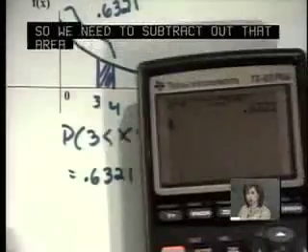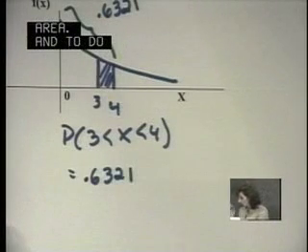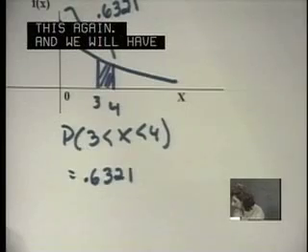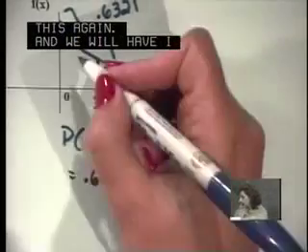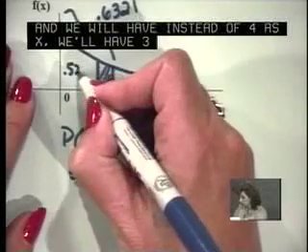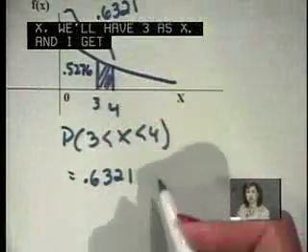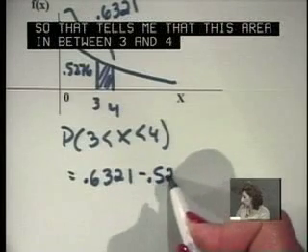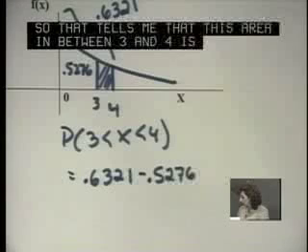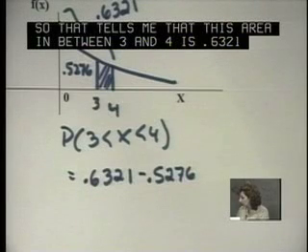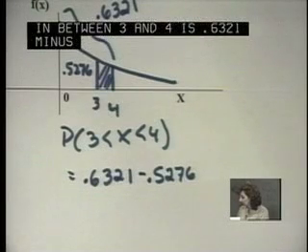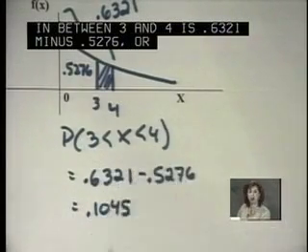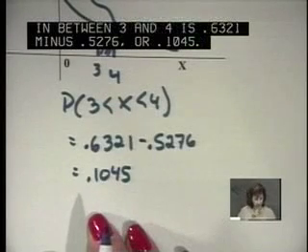And to do that, we will now do this again, and instead of 4 as x, we'll have 3 as x, and I get 0.5276. So that tells me that this area in between 3 and 4 is 0.6321 minus 0.5276, or 0.1045. So that's the leftover area.